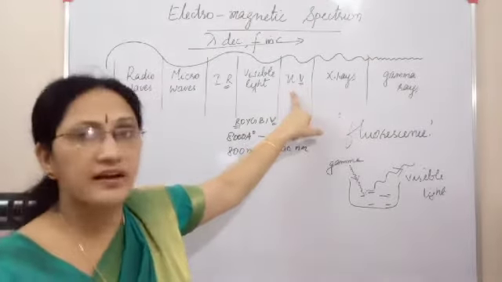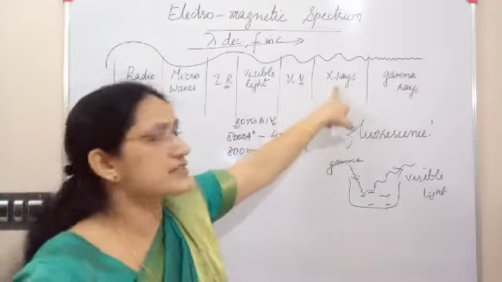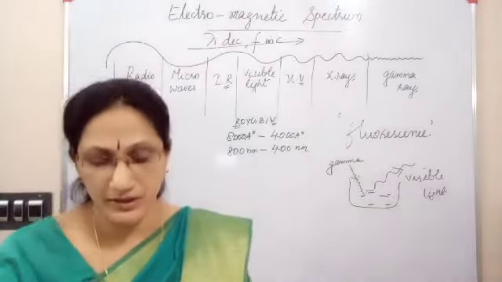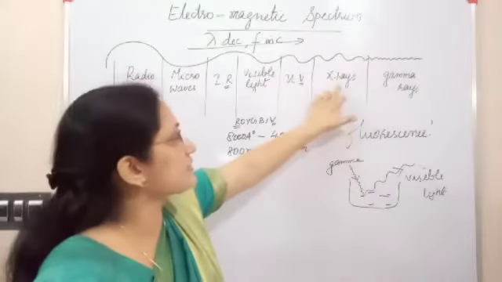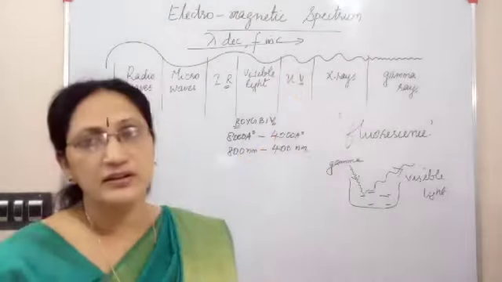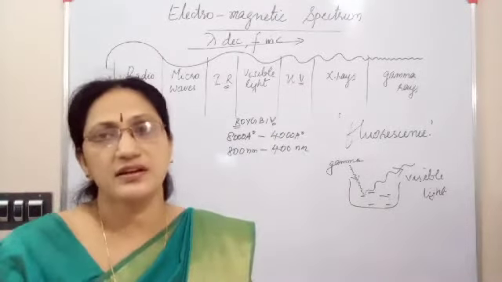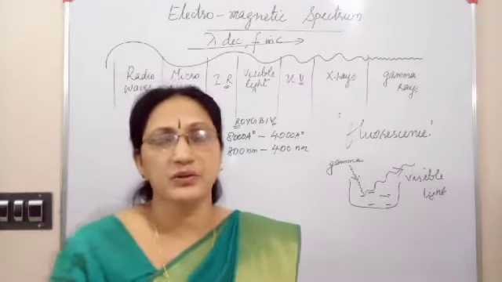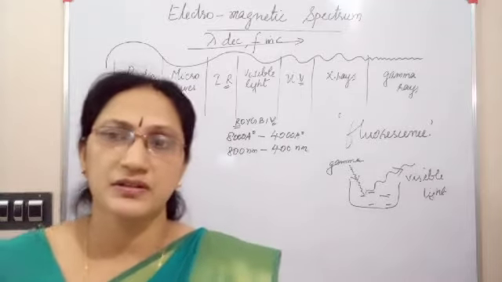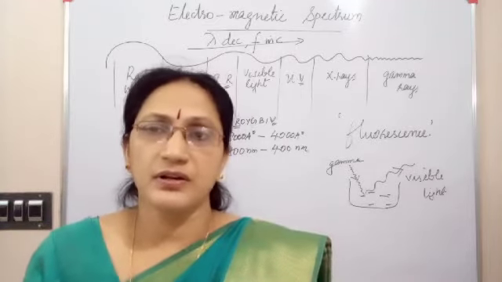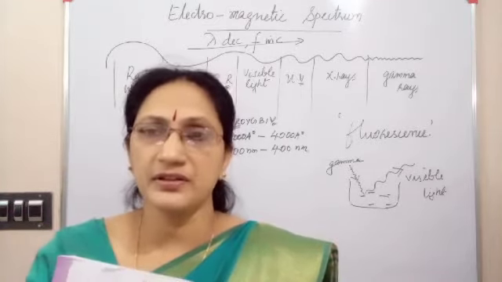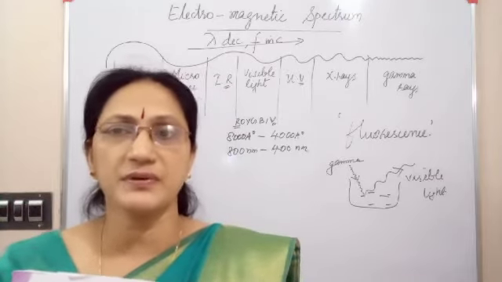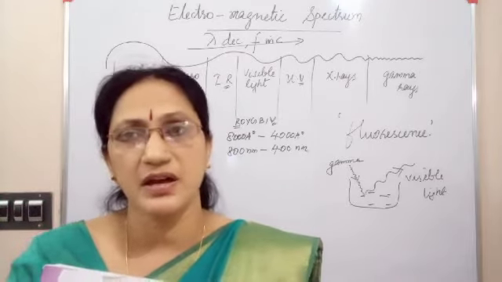Ultraviolet radiations have a chemical effect. X-rays also have a chemical effect, and their chemical effect is more than ultraviolet radiations. And X-rays are used to find out fractures in the bones in the medical field. If any fracture happens in a bone, we take an X-ray.